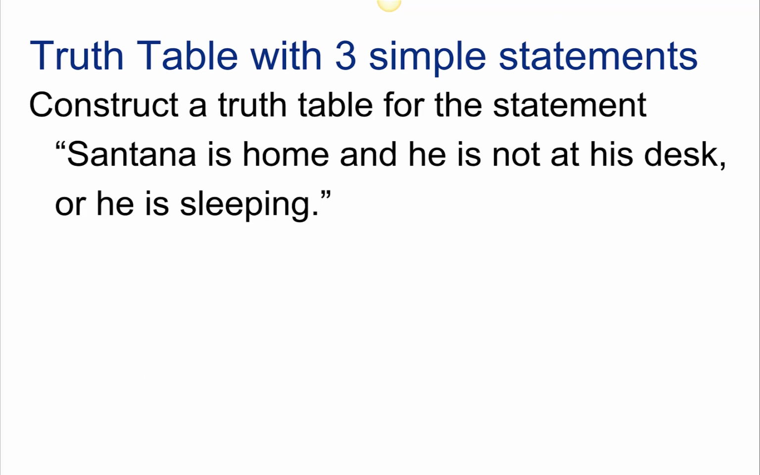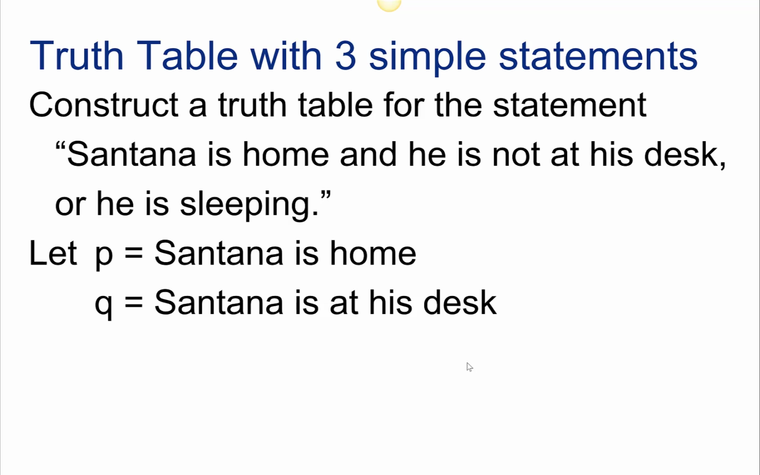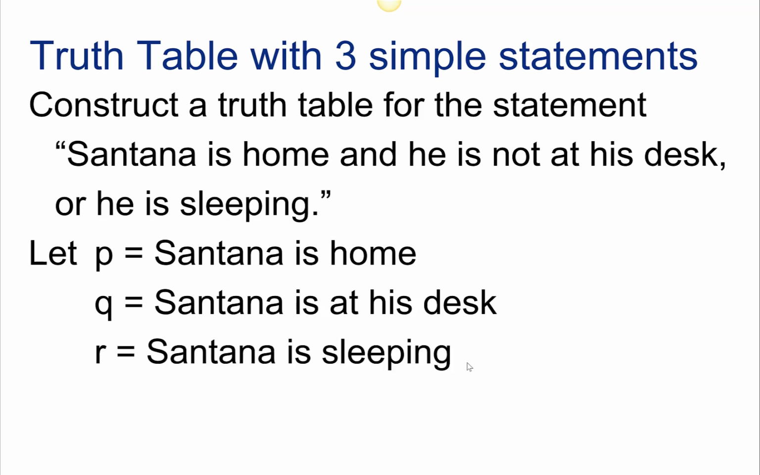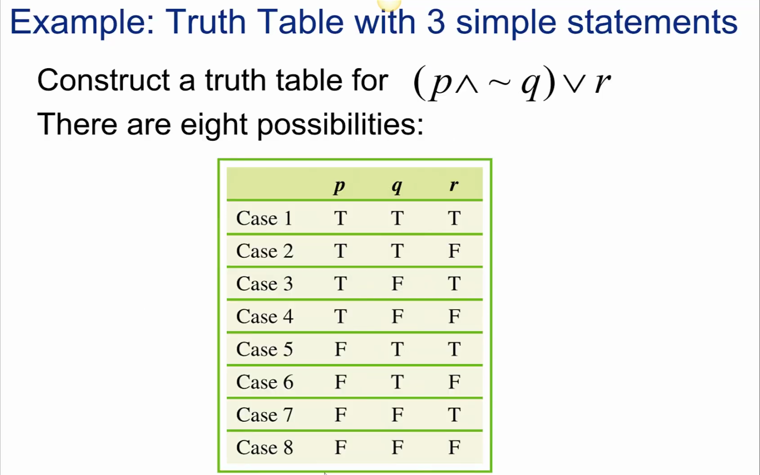When we have 3 simple statements, we're going to construct a truth table for this statement. Santana is home and he is not at his desk, or he is sleeping. So we're going to let P be Santana's at home, Q is Santana's at his desk, and R is he is sleeping. So the first thing we need to do is write this symbolically. Santana is home and he is not at his desk, notice the comma, or he is sleeping. This is what I want to create a truth table for.